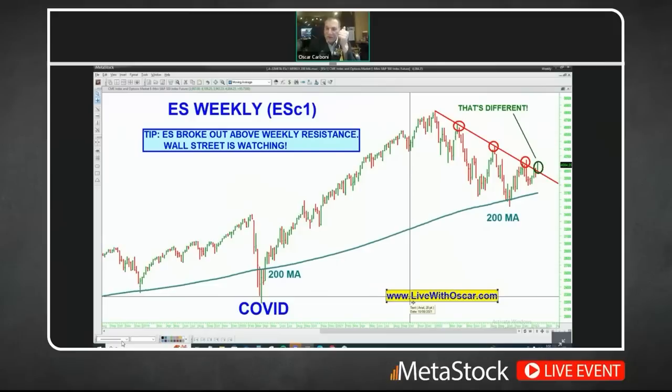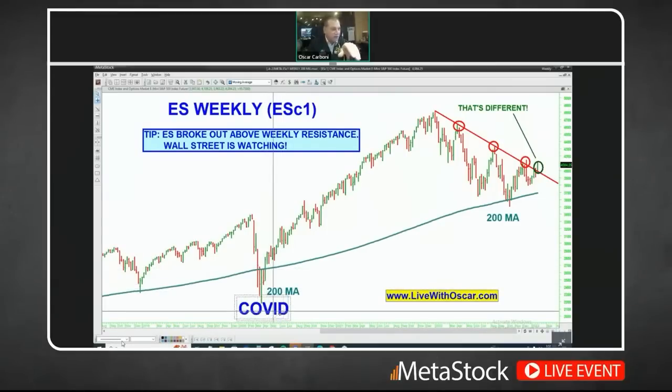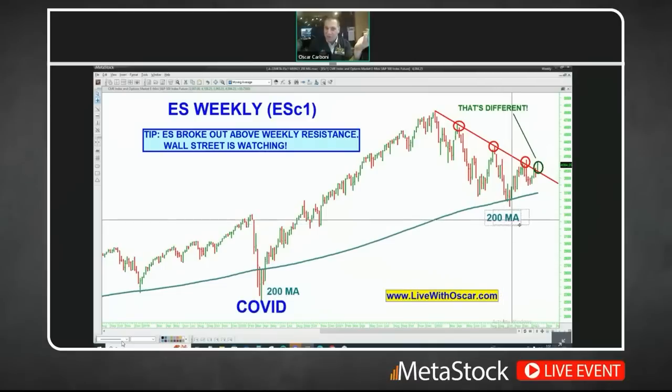The S&P did. The transportation average broke the 200-bar. The Russell broke the 200-bar. The S&P broke the 200-bar. All of them broke the 200-bar moving average, which is why it's so important they're back above.